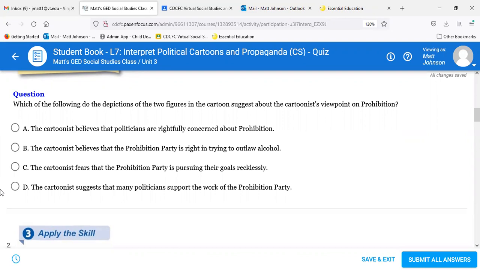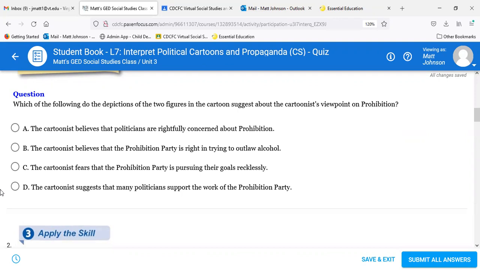I'm going to jump out on a limb and say A. So the cartoonist believes the politicians are rightfully concerned. No, I take that back. C. The cartoonist fears the Prohibition Party is pursuing their goals recklessly.